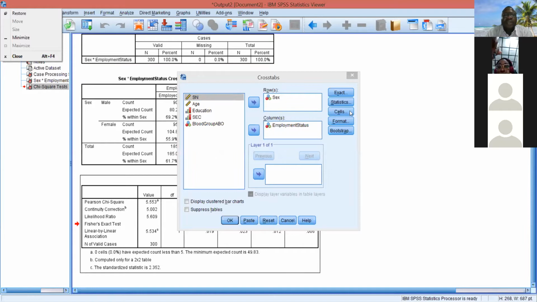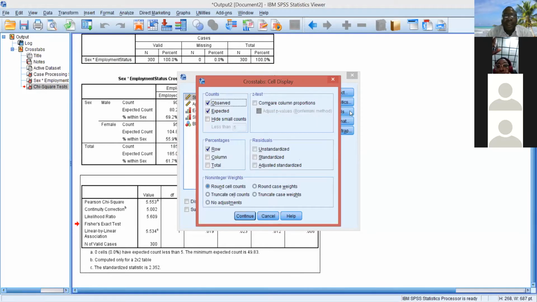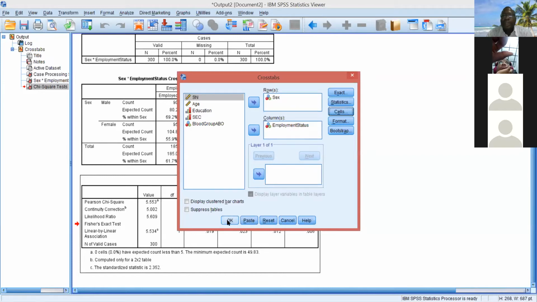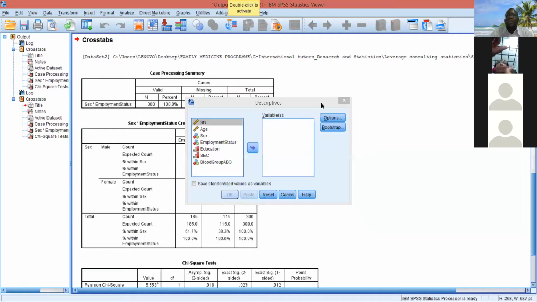Then, no, it does not click. It does not show us. Click on the cell. Okay, yeah. Click on column also, column percentage. Click continue, so it will show us both row and column percentage. Click continue. Okay, click on OK. Scroll down, remove this thing, yes.